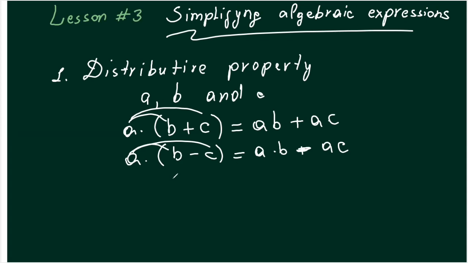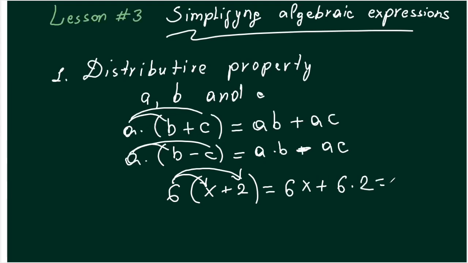For example, 6 multiplied by the sum of x and 2. Let's write arrows here to show where I distribute 6 to each term inside of the bracket. So it equals 6 times x plus 6 times 2, and it equals 6 times x plus 12.